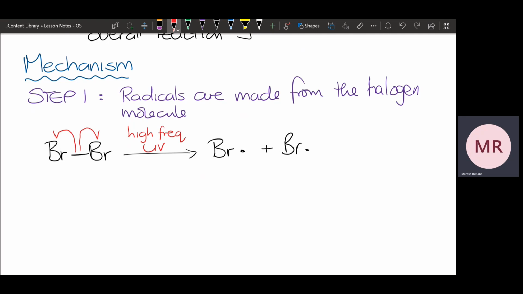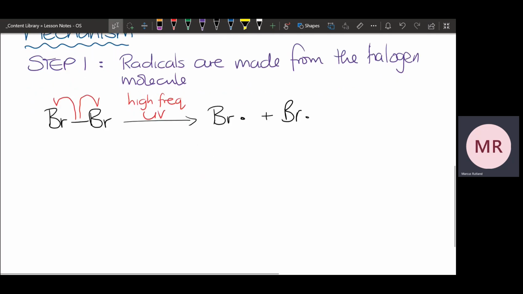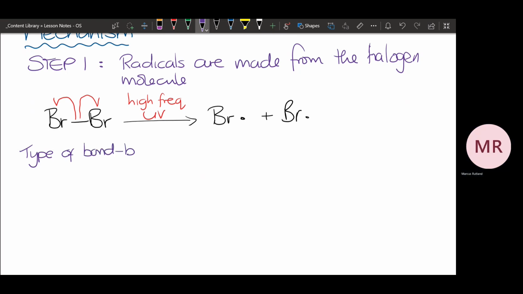Okay, there's a little bit of vocab here that you need to know. We've already met one bit of it. This is the type of bond breaking involved here. Do you remember what it was? Just pause and have a think back to the previous videos. And the answer would be that it is homolytic.